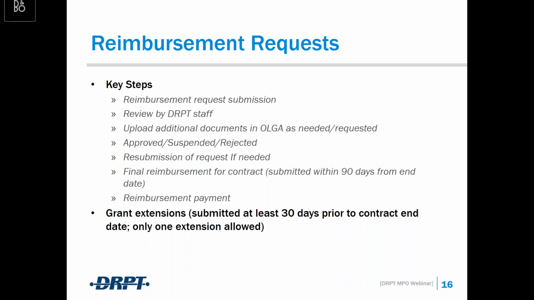And then also at the very bottom, just wanted to point out extensions. So if you do not think you'll be able to spend your 5303 funding in the contract period, you must submit a grant extension at least 30 days prior to the contract end date. So this is usually done before December for 5303 funding, that you would put in a grant extension request in OLGA, and we would review that. And we typically do not allow more than one extension per contract. So do be aware of those requirements.